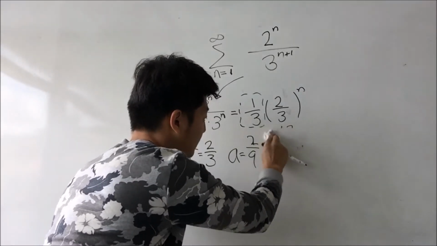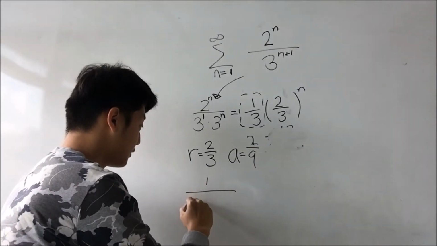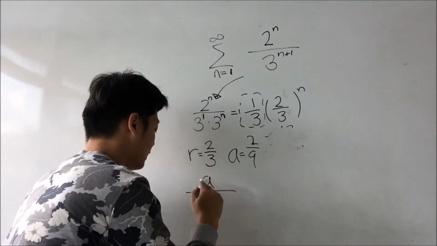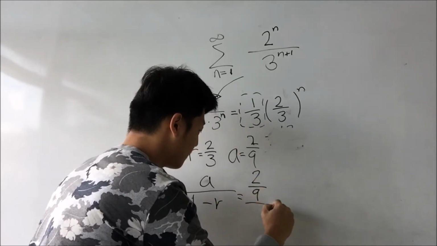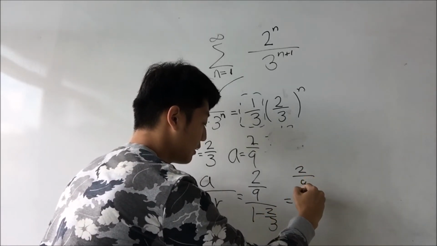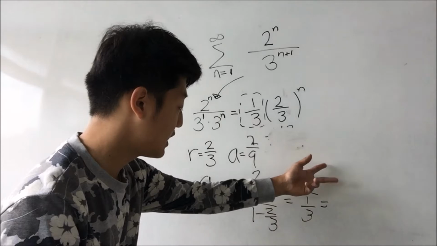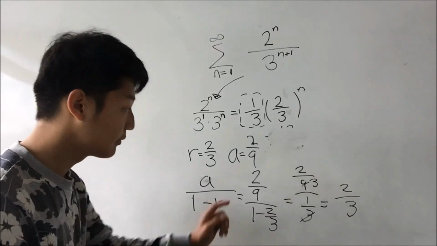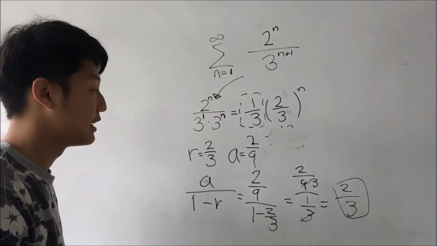So, again now, A over 1 minus R, which is equal to 2/9 over 1 minus 2/3, which is 2/9 over 1/3. And I was like, what? Which is equal to, if we change that, canceling out 3, it equals 2/3. So for this series, it will be approaching, or it has a limit of 2/3.